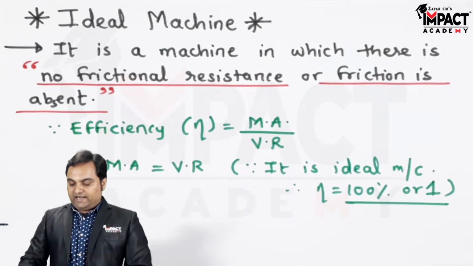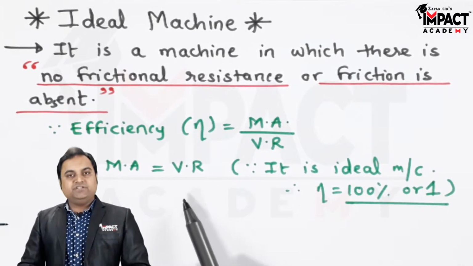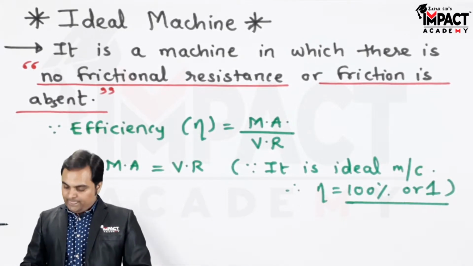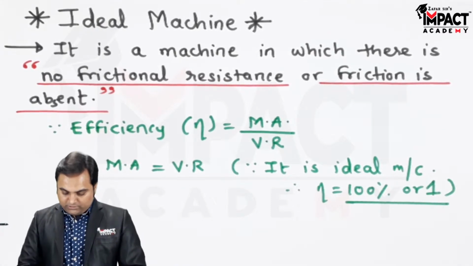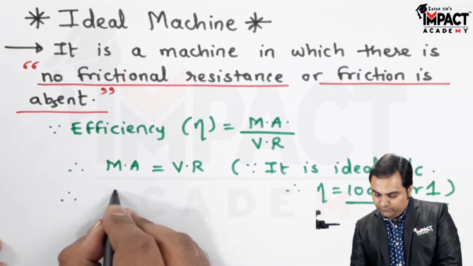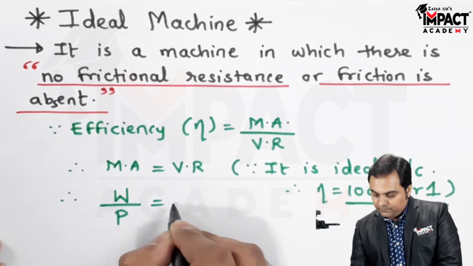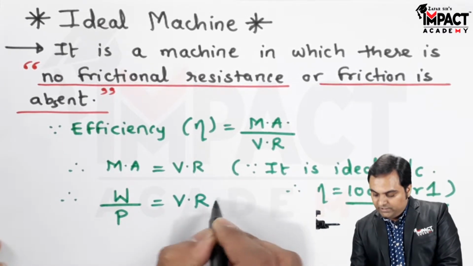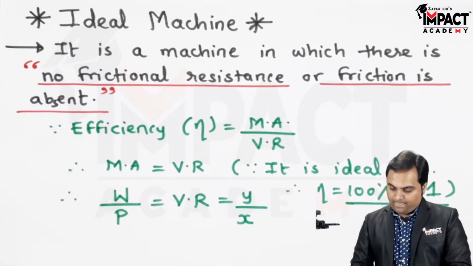So when there is an ideal machine in which the friction is absent, mechanical advantage is equal to the velocity ratio, and also we can say that output and input both are the same. Now therefore mechanical advantage is given by W upon P, and that is equal to VR, which is denoted by Y upon X.